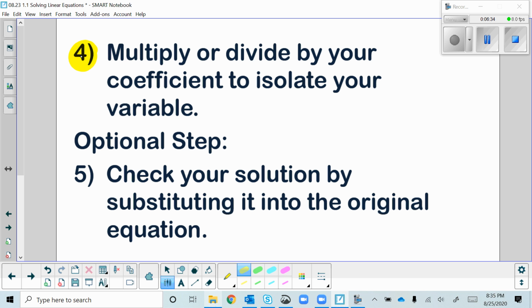What this step is for is if I ended up, instead of W equals -4, if I had ended up with like 5W equals -4. The coefficient is 5. So that's what this word coefficient is talking about. And to keep solving, I would have had to divide by 5.